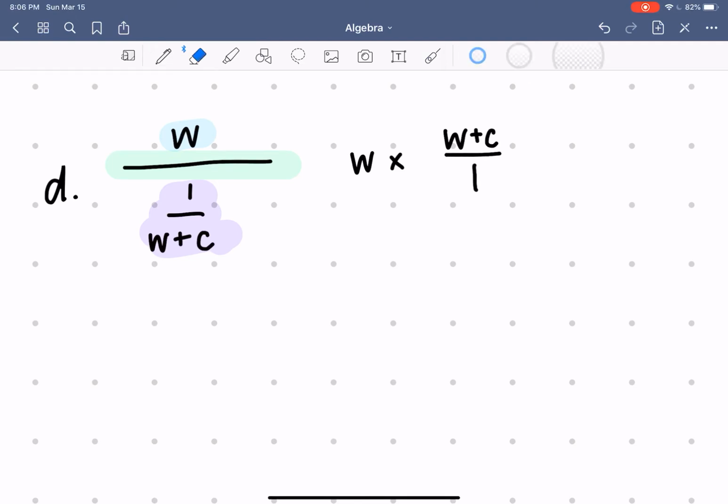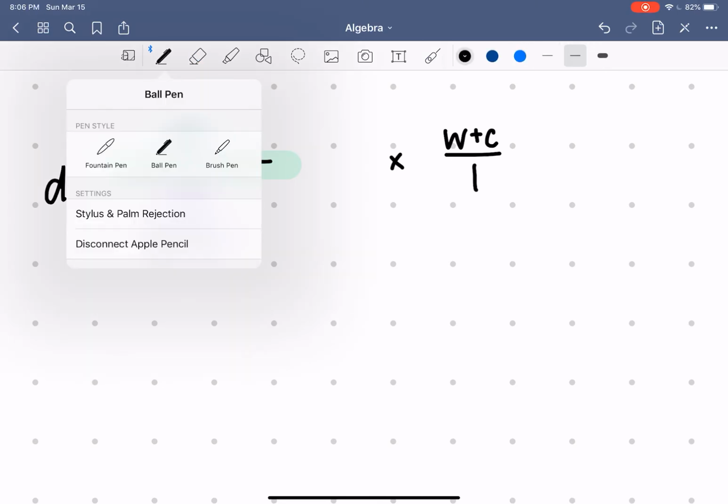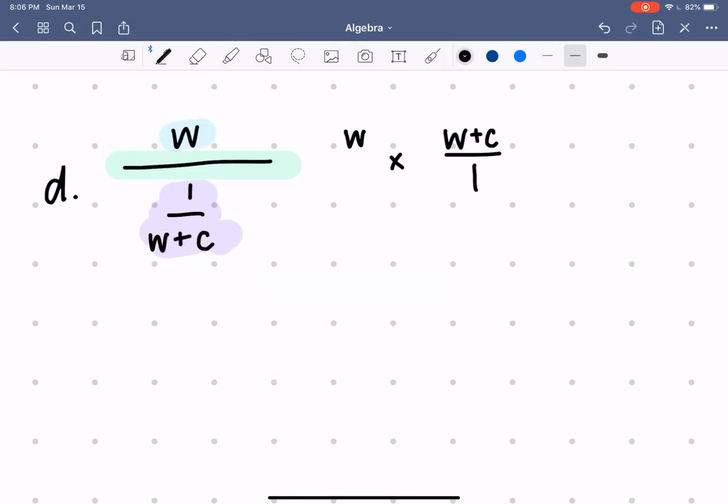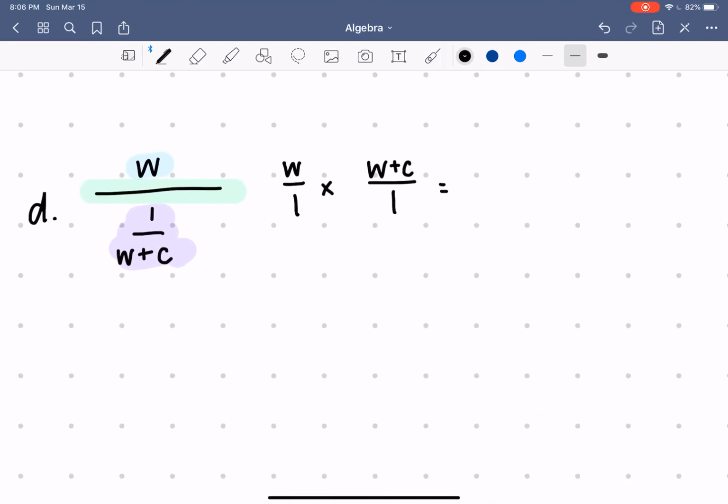Now I'm just going to write this out as w over 1 to help us out, because just the w alone is hard to multiply. So now we have, in my numerator, W times W plus C. In my denominator, I just have 1. 1 times 1 is just 1. So I really don't even need it there. I can just get rid of that guy. We don't even need him.